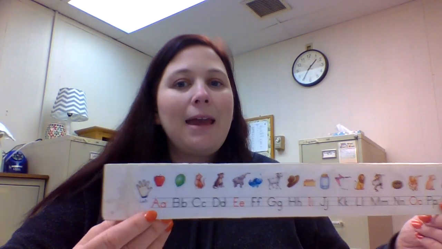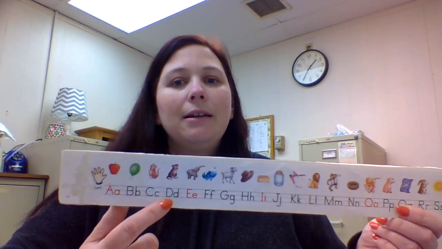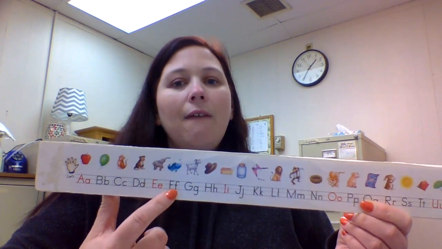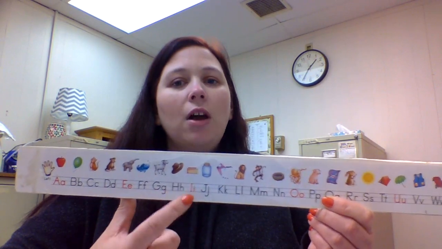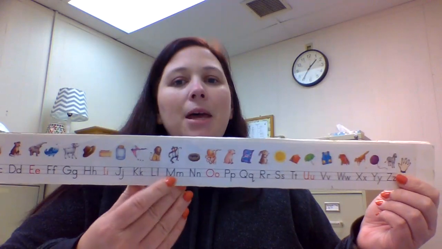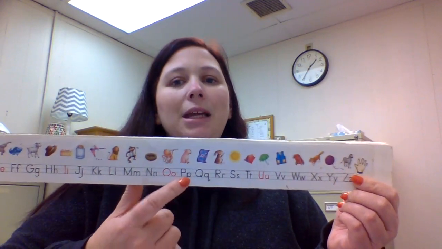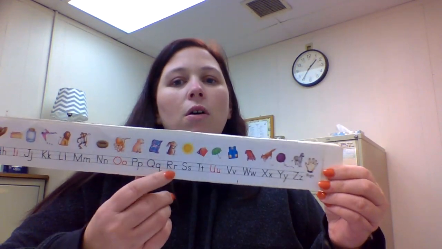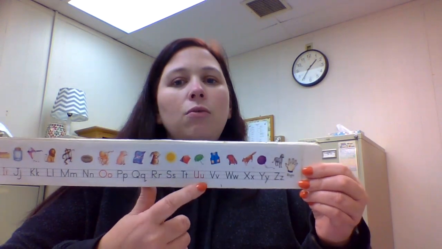All righty. Let's point and say the alphabet together. A, B, C, D, E, F, G, H, I, J, K, L, M, N, O, P, Q, R, S, T, U, V, W, X, Y, and Z. Good job.